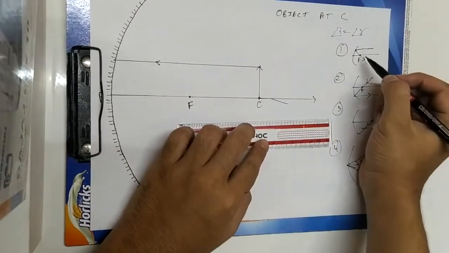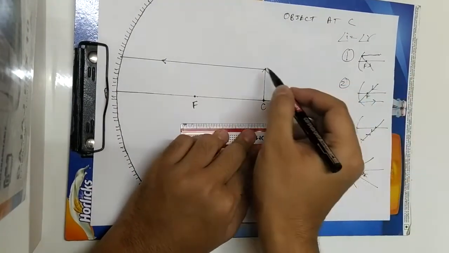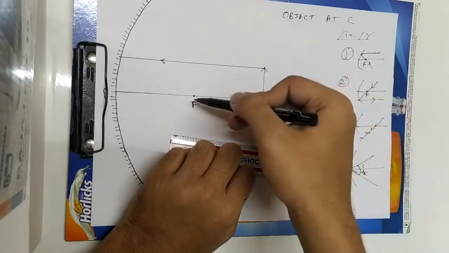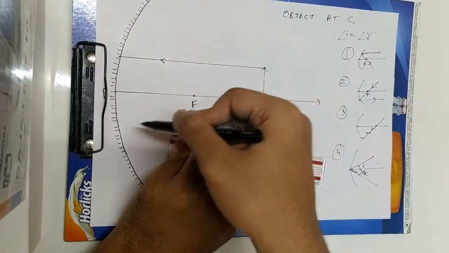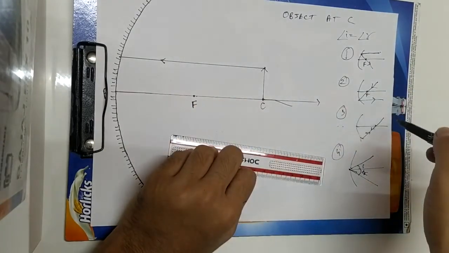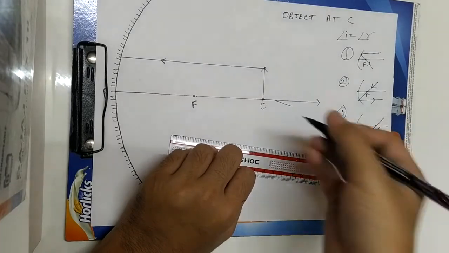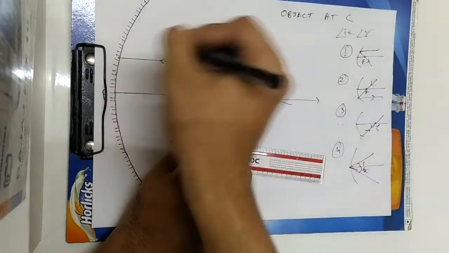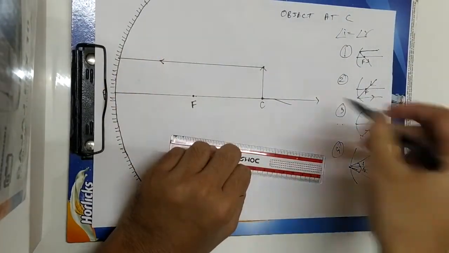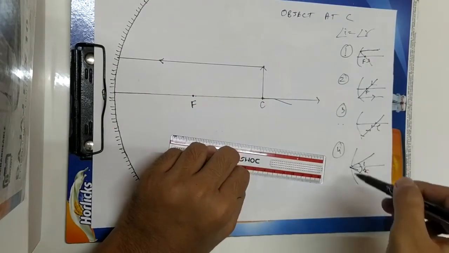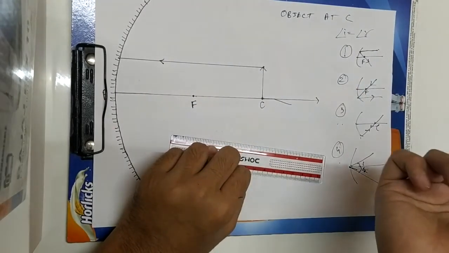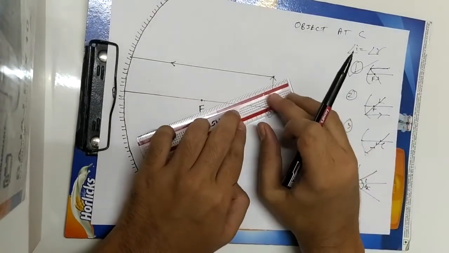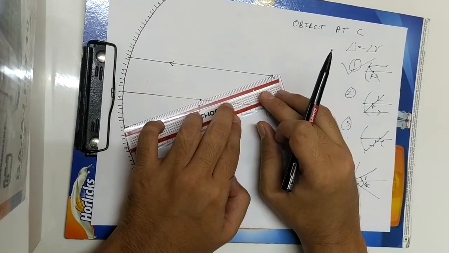Now first rule to exploit, we have drawn one parallel ray. Now we can do second one, because focus is here only, so we can draw a ray which passes through the focus. But third one we can't do, because passing through C it has to be. If we draw a ray passing through C, we have to draw it like this, and that will not touch the mirror. So that's why we cannot use the third rule in this particular situation. Fourth rule we can use, but we only need two rays. So we have done first one, second one is passing through the focus.